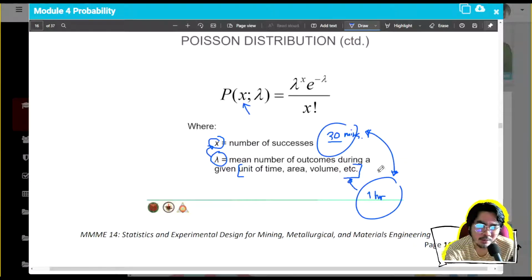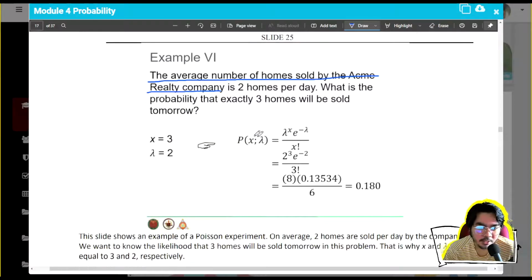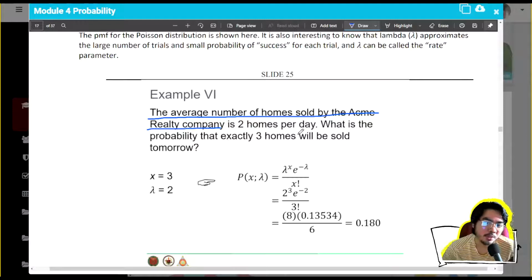So ito madaling imagine, no, 30 minutes and 1 hour. Pero what if area siya? So yung area dito is per mm squared. Tapos ang pinapahanap sa inyo is kunwari cm squared. So you need to adjust this so that magkaparehas sila. Okay? So, eto, let's try to do this. Ito, madali lang. So, the average number of homes that is sold by the Acme Realty Company is 2 homes per day daw. So, what is the probability na on a particular day, which is, in this case, is tomorrow, bukas daw, you can sell exactly 3 homes.